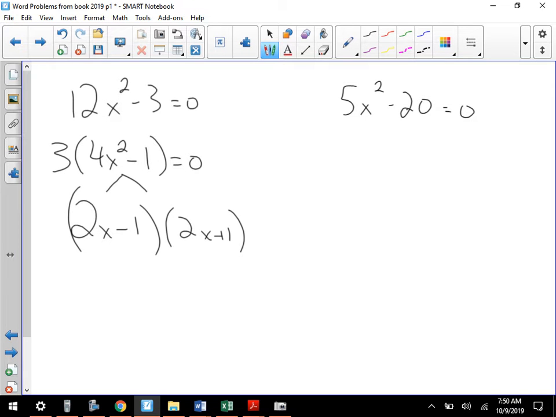Okay. If you go the long way with that too, it works, but just pain. Why bother? Trust yourself. What times what's negative 4? You have to get 0.